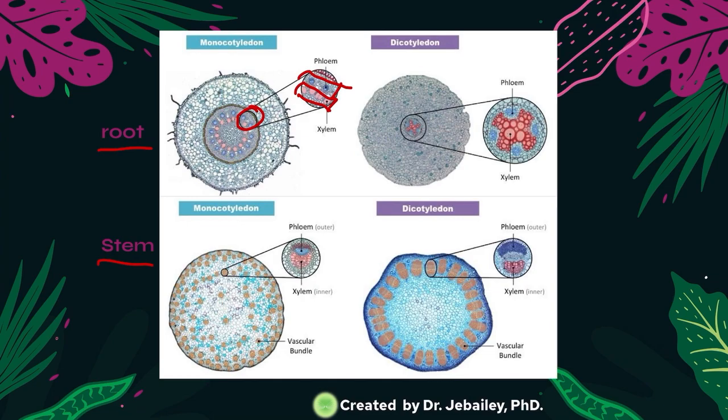When we talk about the stem, again, you can see here the little circle, and the phloem is always on the outside and the xylem is more on the inside. Same thing here, the xylem's on the inside and the phloem on the outside.